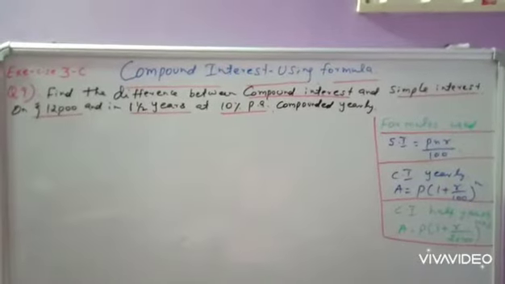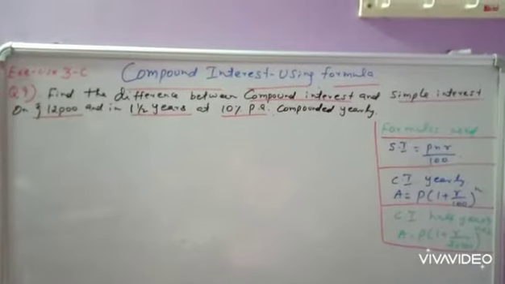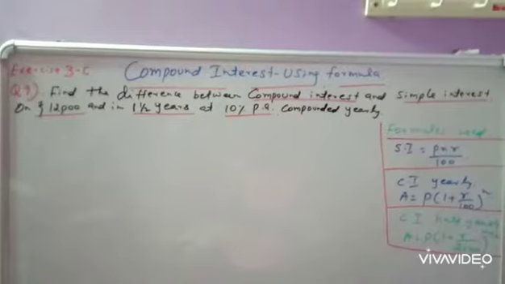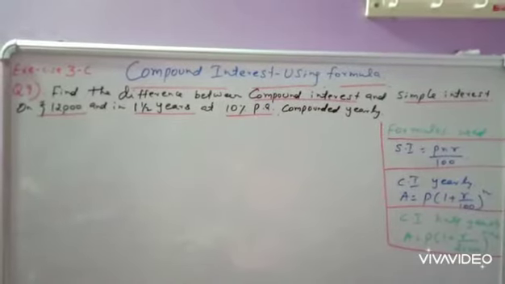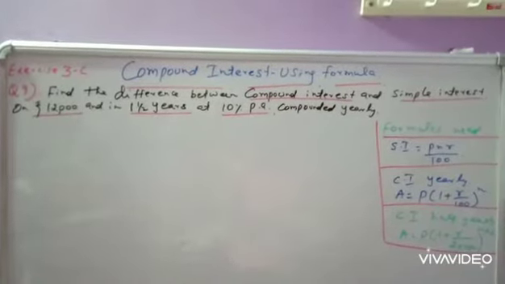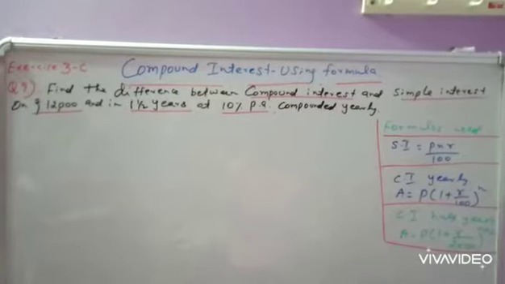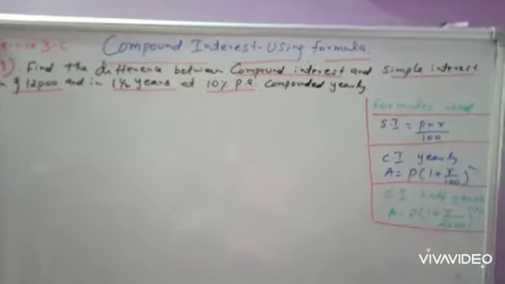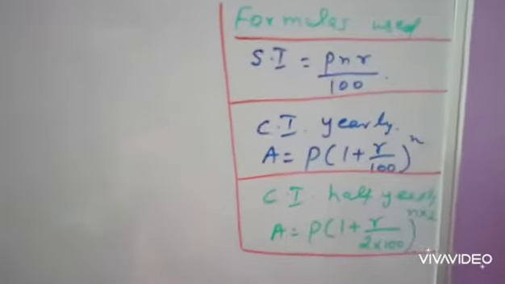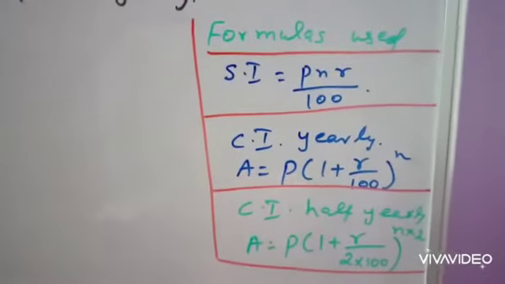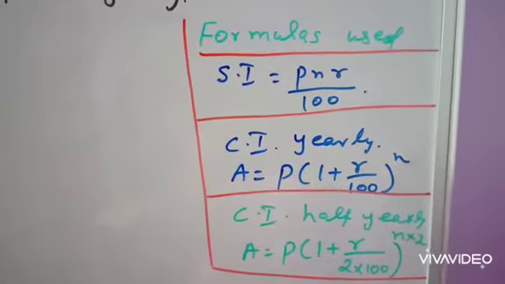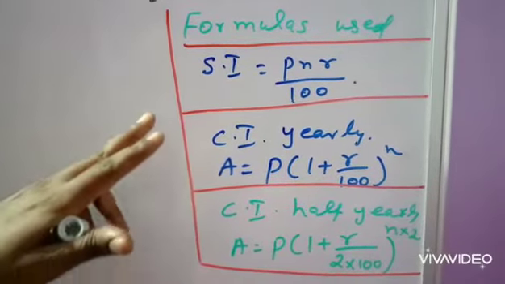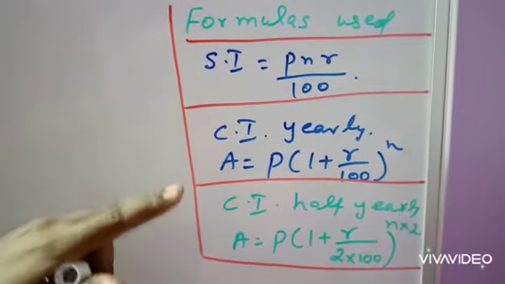Compound interest using formula. Exercise 3C, question number 9. Find the difference between compound interest and simple interest on rupees 12,000 in 1.5 years at 10% per annum, compounded yearly. So here we are going to use three formulas. The reason: first we need to find the simple interest, and for that the formula is simple interest equal to PNR by 100.